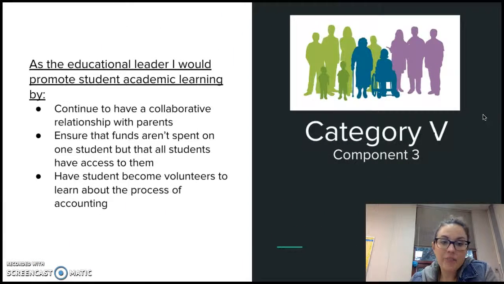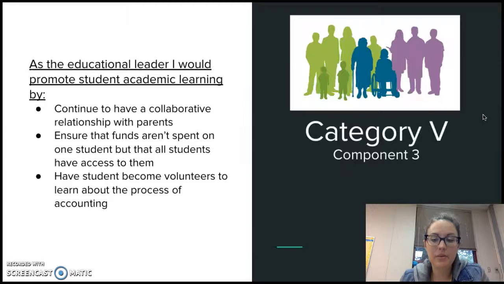As an educational leader, I promote student academic learning by continuing to have a collaborative relationship with parents, because a lot of our student success relies on that parent support and input. I'd also ensure that funds are spent on all students and not just one individual. Those funds are there for everyone so that they can access activities and resources, and I want to make sure that it's spent on everyone and not just one.